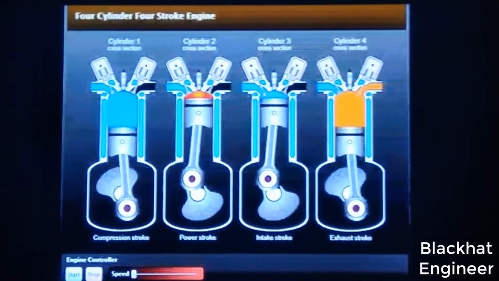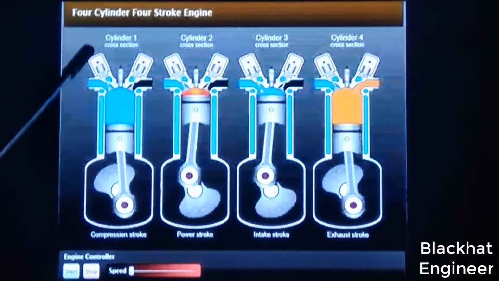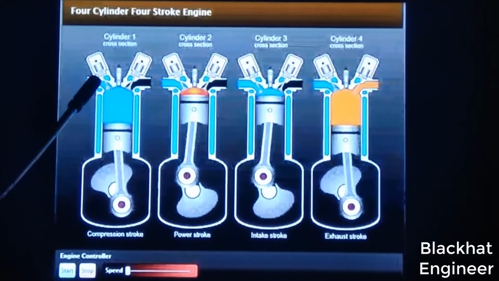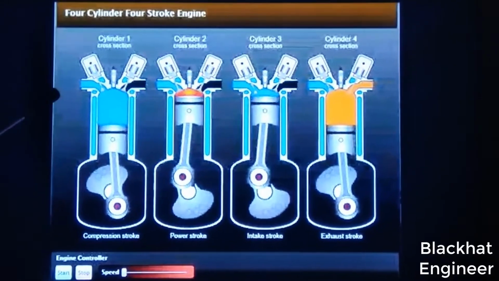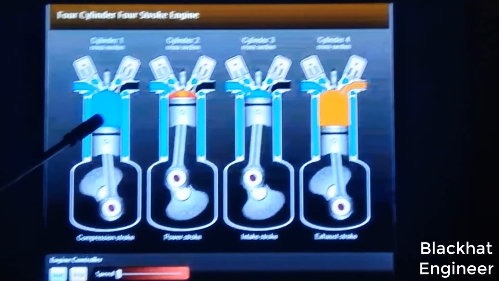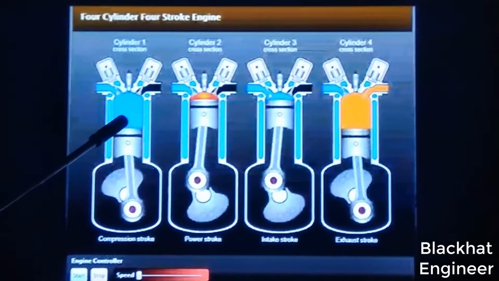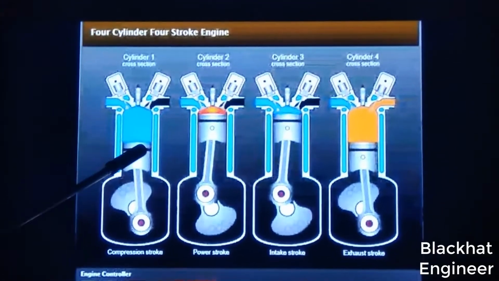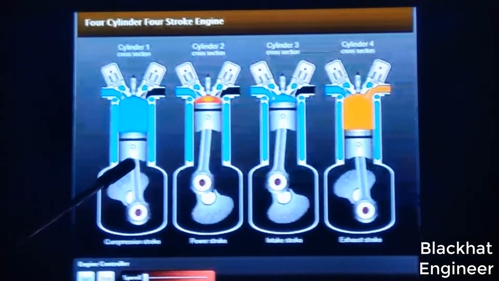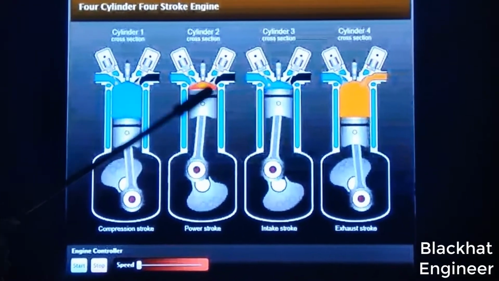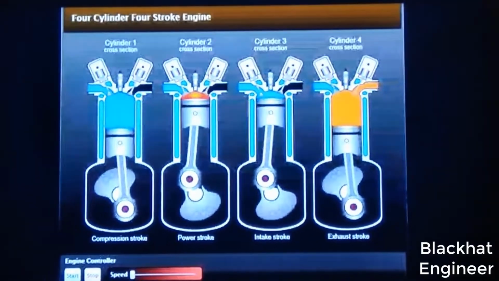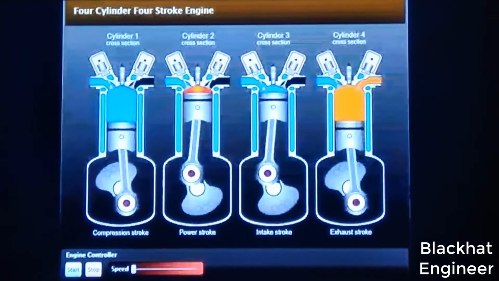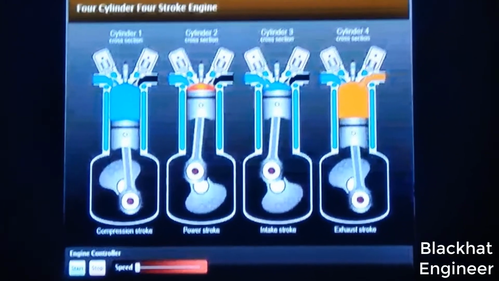So first of all, we talk about the inlet valve. This is the inlet valve. So through the inlet valve, the fuel comes into the cylinder, okay, and then this is the piston. This piston moves up and down. By its up and down movement, the fuel gets compressed or expanded, right?